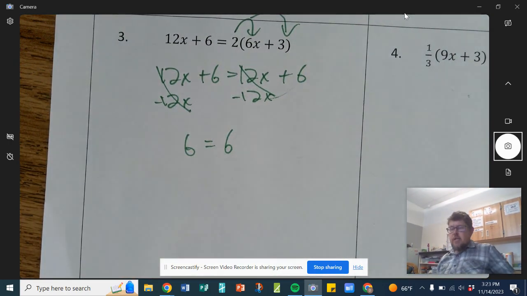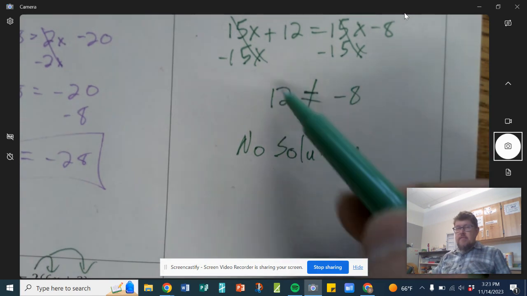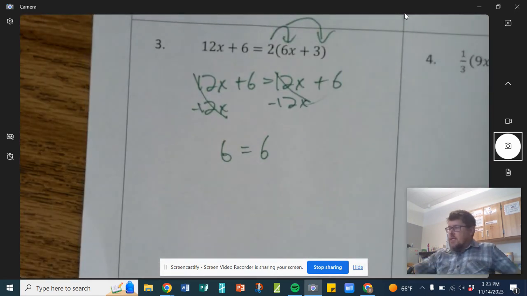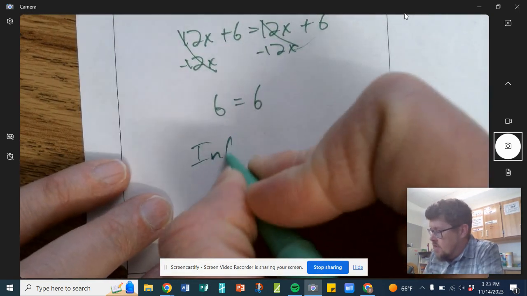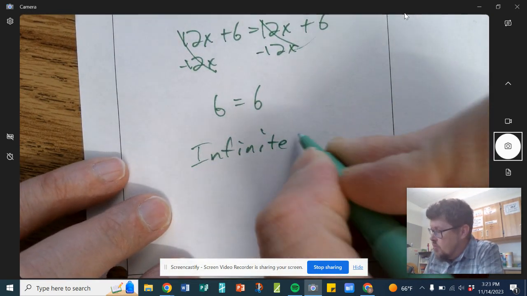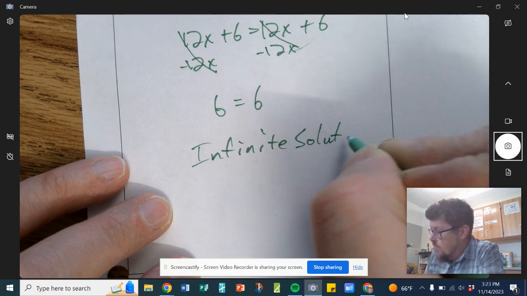I don't have a variable again. But in this case, which is different from here, where I had different numbers on each side, I have the same number on both sides. What that means is that this has infinite solutions. Basically, any number for x that you put in here is going to give you a solution for this. Okay.